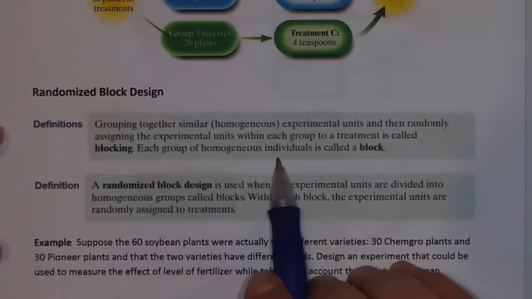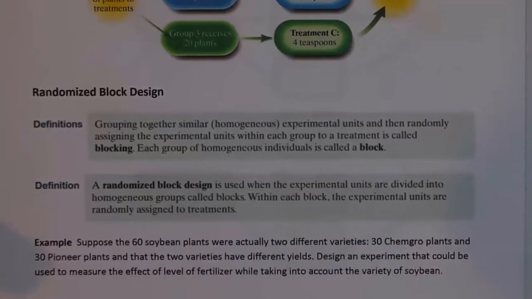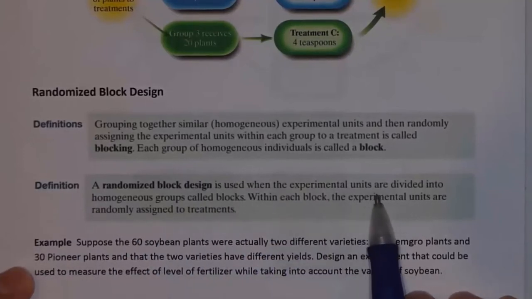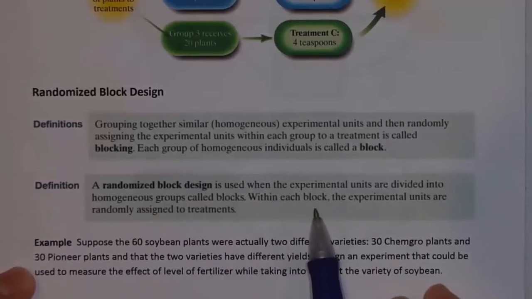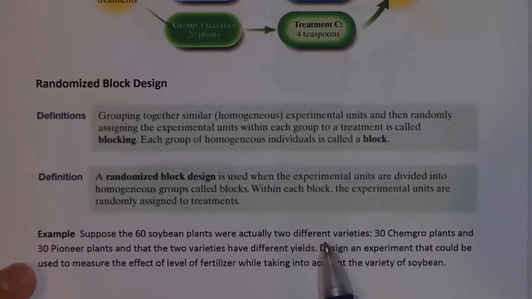Each group of homogeneous individuals is called a block. So there's some commonality, there's some reason, some other variable that I am blocking by. A randomized block design is used when the experimental units are divided into homogeneous groups called blocks. Within each block, the experimental units are randomly assigned to the treatments. So again, like from the males, some get each of the 4 treatments. Of the females, some get each of the 4 treatments.